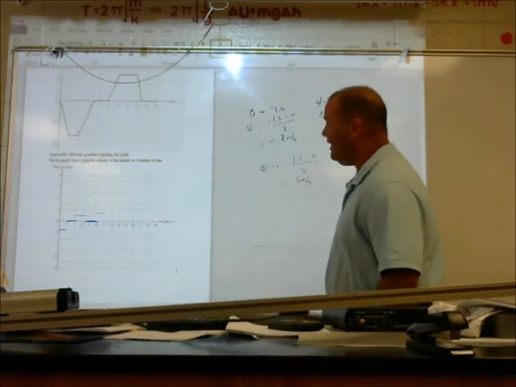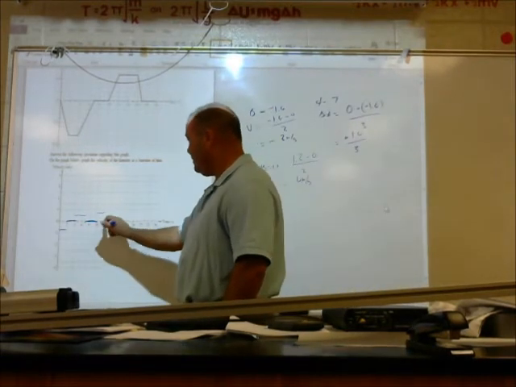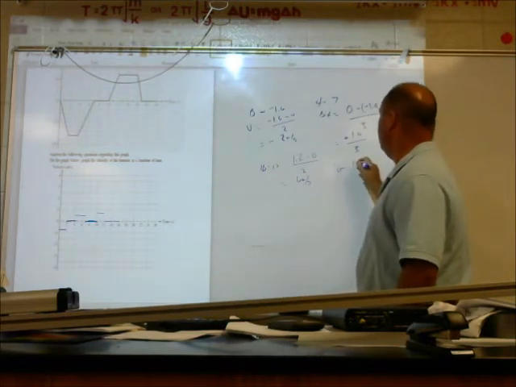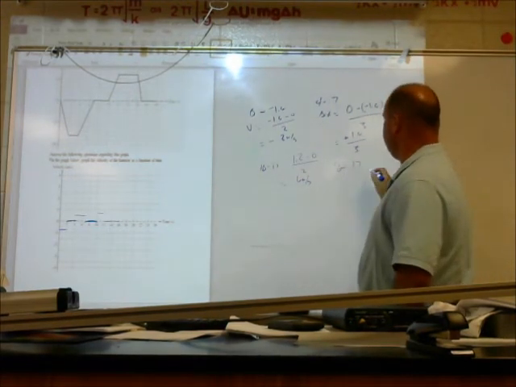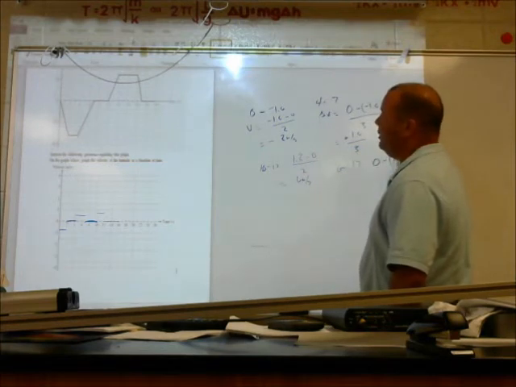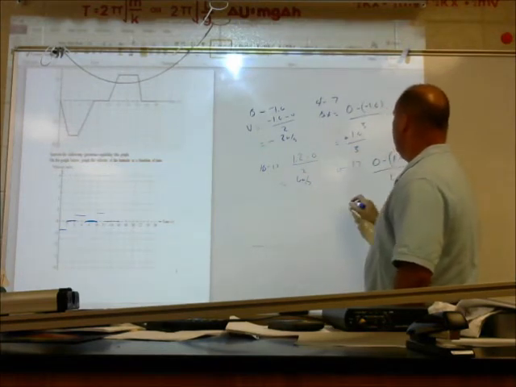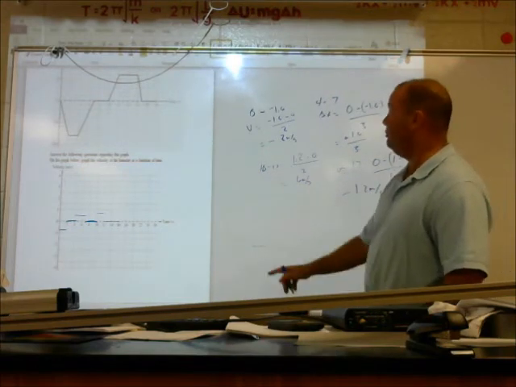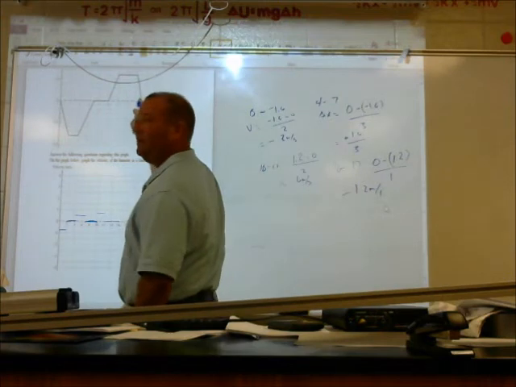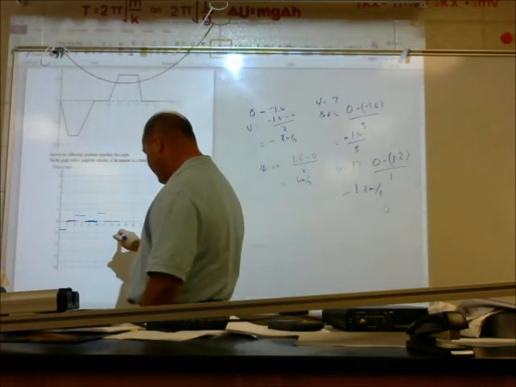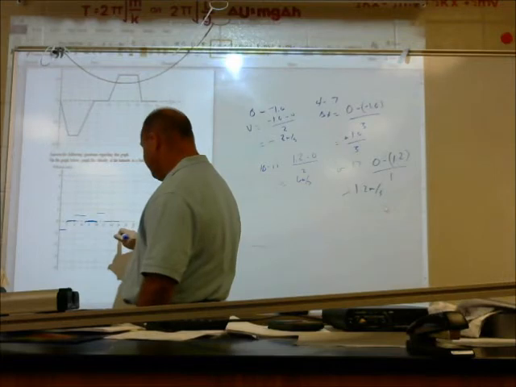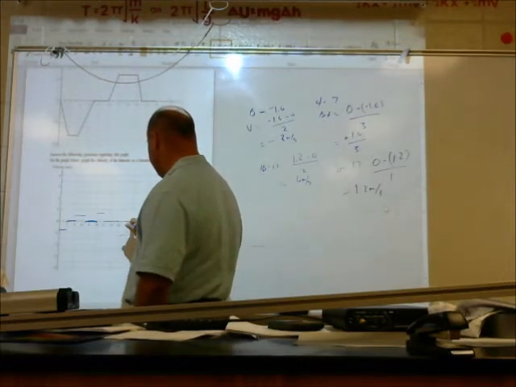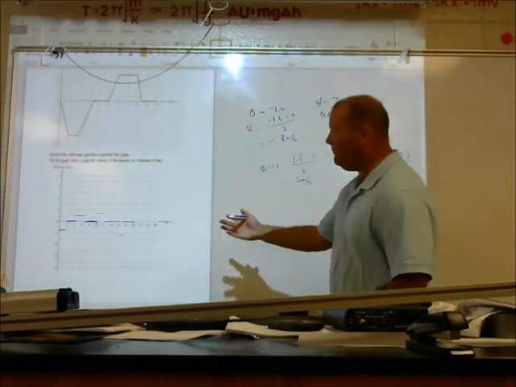From 12 to 16, I'm at rest. And then from 16 to 17, the change in position is 0 minus 1.2 over 1, or negative 1.2 meters per second. Right, slope of this line. So from 16 to 17, negative 1.2. And then till 20, I'm at rest. Everybody good there? So that would be a velocity time graph.